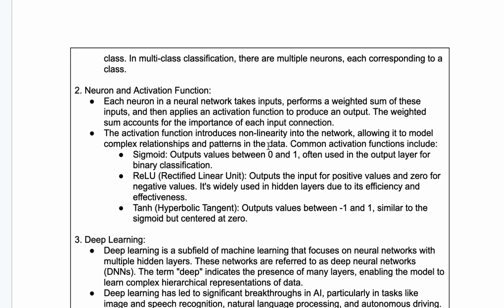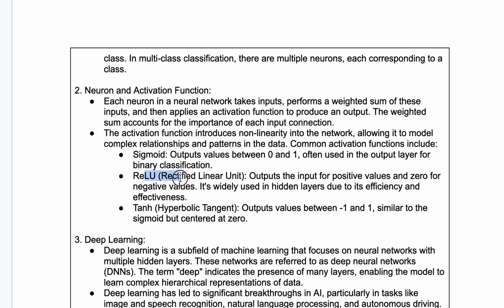So we have a lot of activation functions, but here we are going to talk about probably just three, or maybe just one, which is the sigmoid. It outputs values between 0 and 1, and it is often used in the output layer for binary classification. So if you just need to provide an output of 0 or 1, then this is the right activation function.